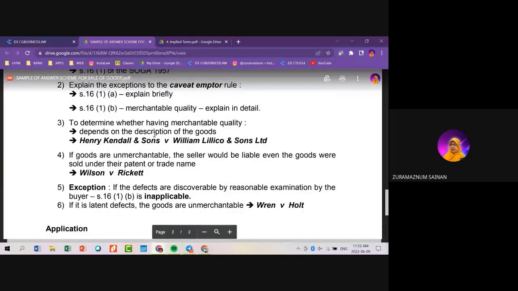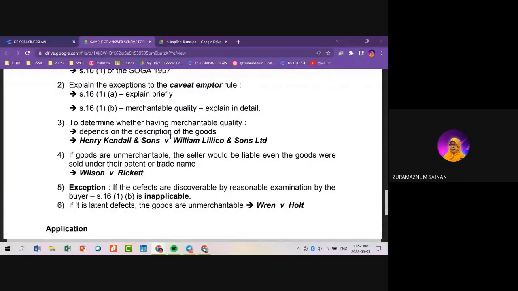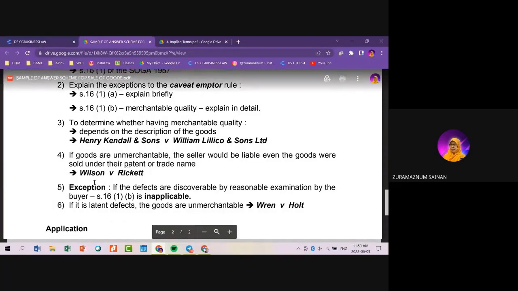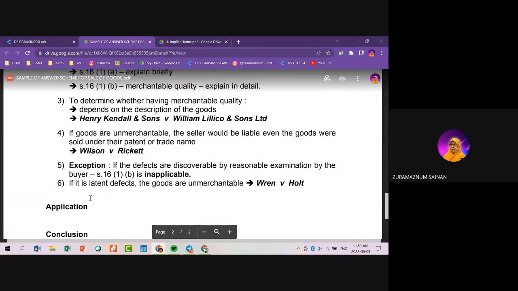Lepas tu yang pasal merchantable quality, depends on the description tu. Maksudnya kadang-kadang ada barang tu ditulis hot water bottle. So, hot water bottle, that is a description. And then, bila pakai meletup, maknanya tak tahan panas. Maknanya dia unmerchantable. Dah tambah tu. Okay, so if goods are unmerchantable, ni kesannya, case-nya. Lepas tu ada pula exception.